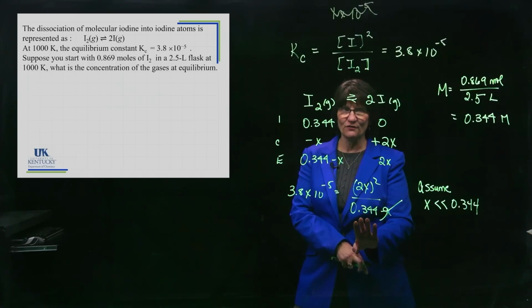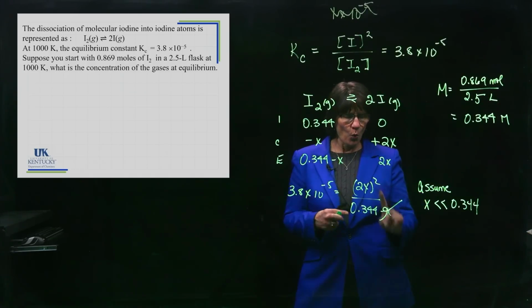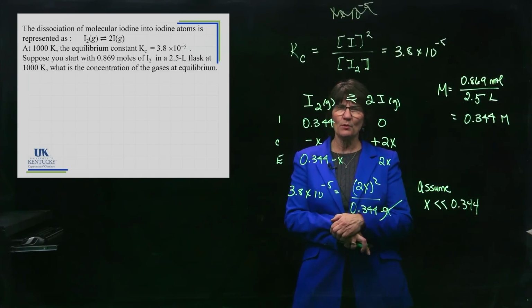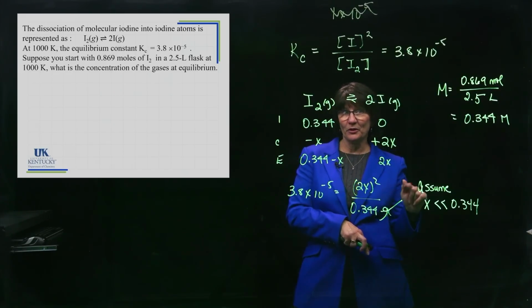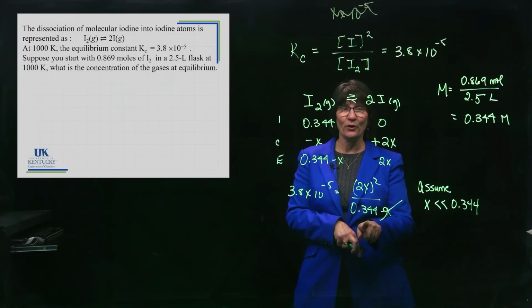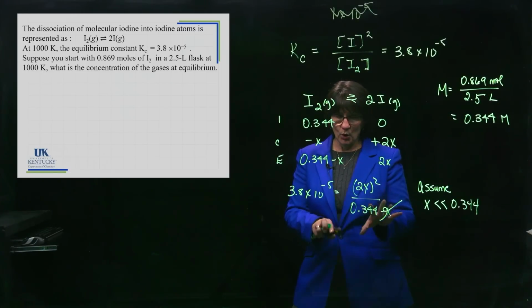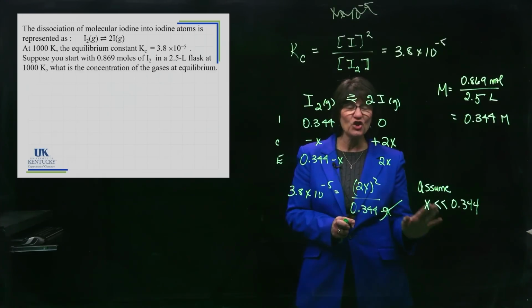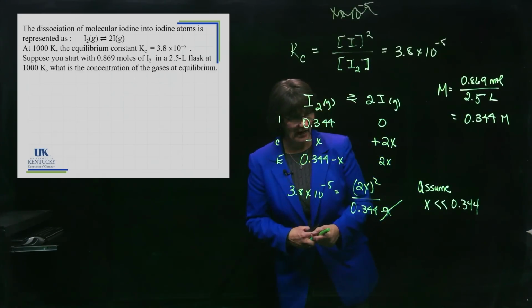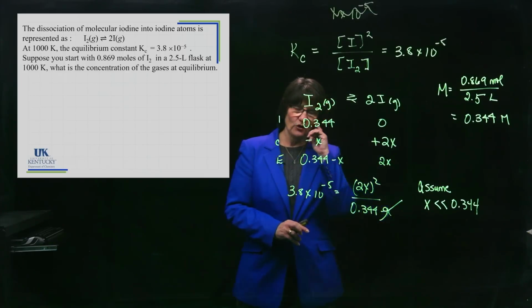It doesn't change the value. So let me make up a number. What if x ends up being 0.0000001? If I take 0.0000001 and subtract it from 0.334, would I still get 0.344? Yes, I would. So that's the legitimacy of it. We'll check that it was okay once we solve for x. This keeps me from having to do the quadratic.